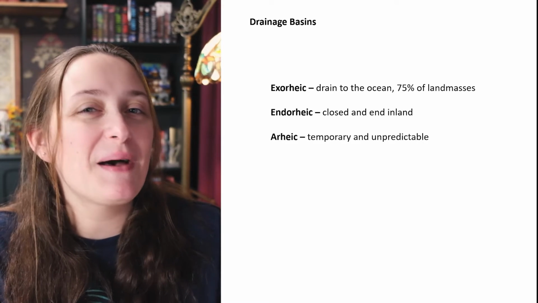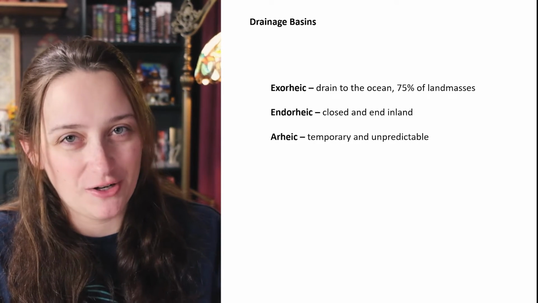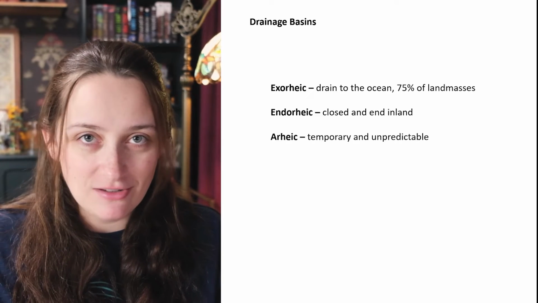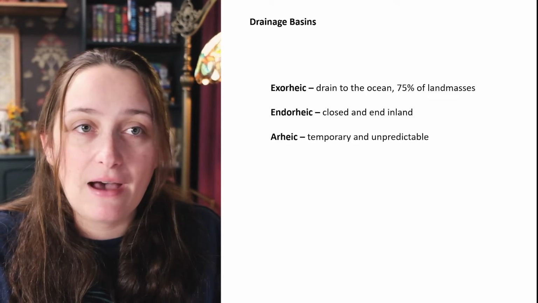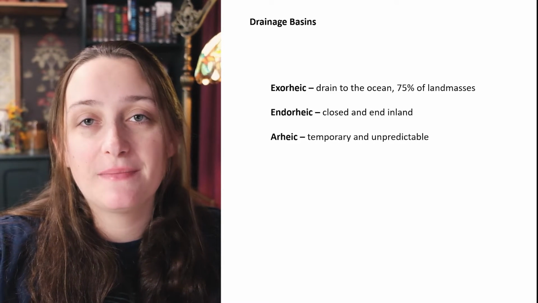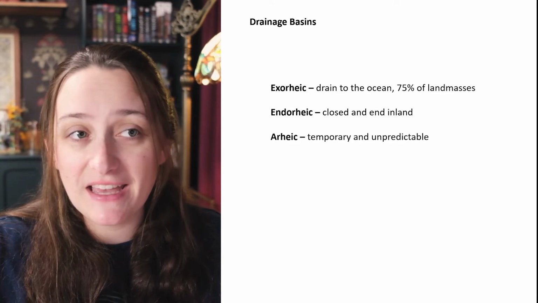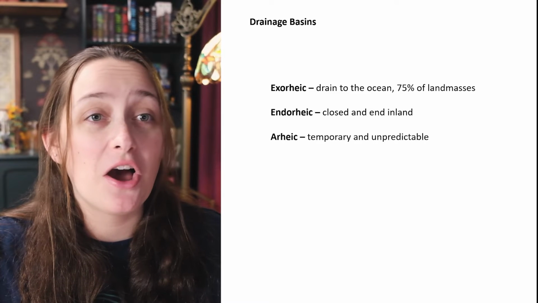Alright, so let's talk about drainage basins and watersheds. A drainage basin is the area of land in which all water flows to a common outlet. There are 3 main types of drainage systems: exorheic, endorheic, and arheic.